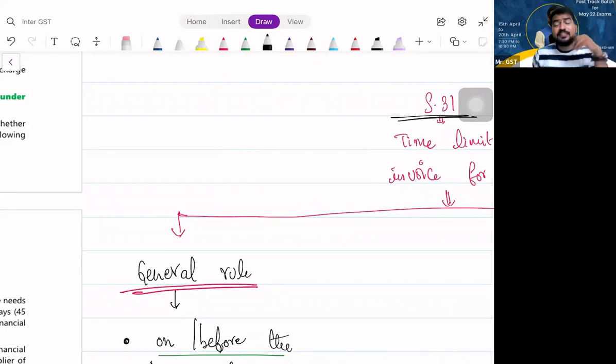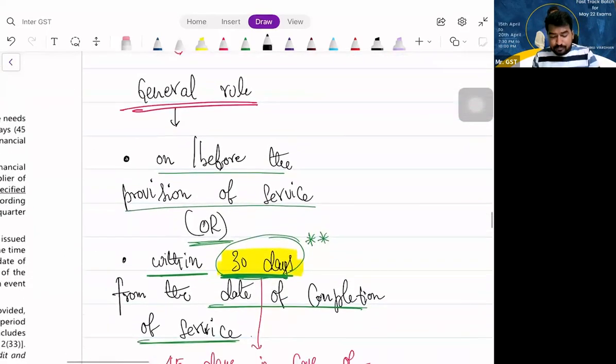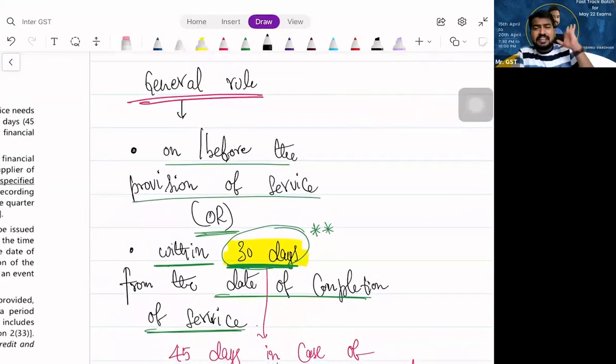Then for services, we are giving you good time. Not like in goods, where the moment you remove the goods, you have to raise the invoice. No. Here I am giving you time to raise the invoice. 30 days, enjoy. 30 days from the date of completion of service. Within that time, you raise the invoice. The law says within 30 days from the date of completion of service or the date of provision of service, you raise the invoice. Am I clear?